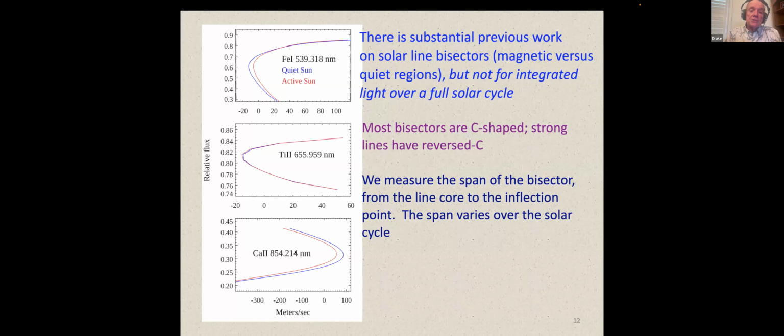And there are some lines, the strong line, this calcium line at 854.2 nanometers, this is a very well-known line. It's formed in the solar chromosphere, and I'll talk a little bit about these. This is an inverse C-shaped bisector, and inverse C-shaped bisectors are not well understood. So the strongest lines tend to have these reverse C-shaped bisectors, and we don't really understand why. Nevertheless, we do find that solar magnetism tends to suppress the span of the bisector and drive the line towards greater symmetry.